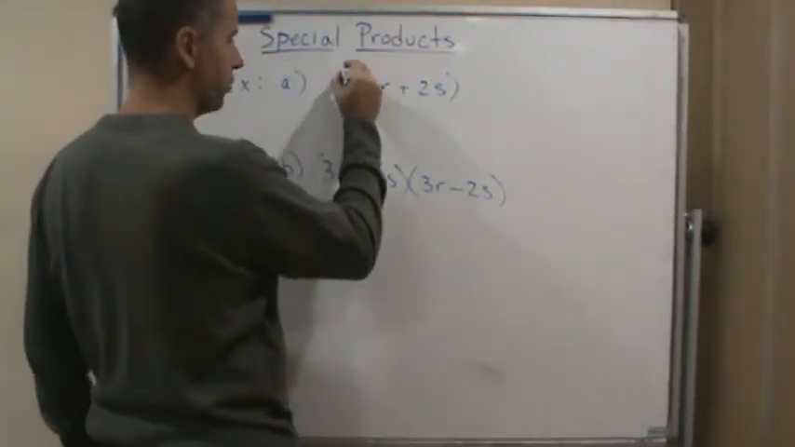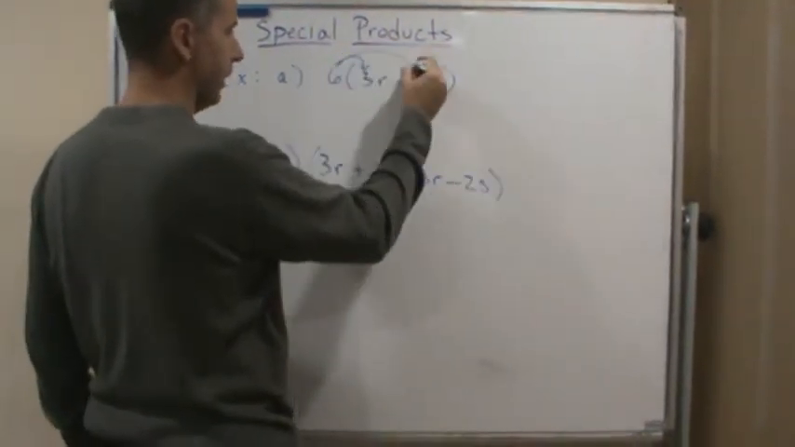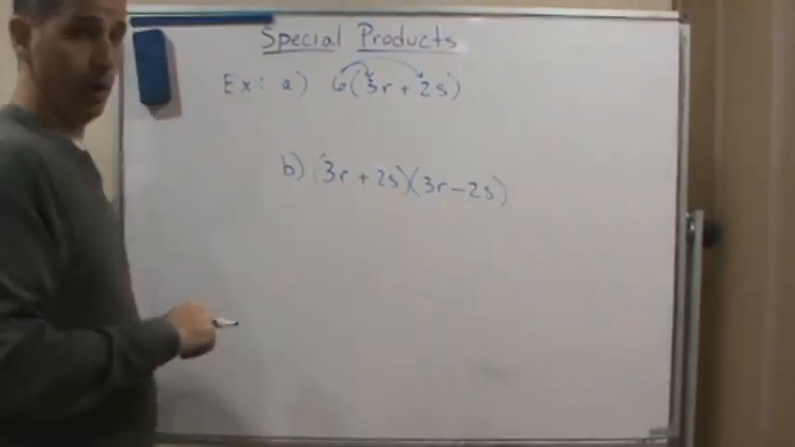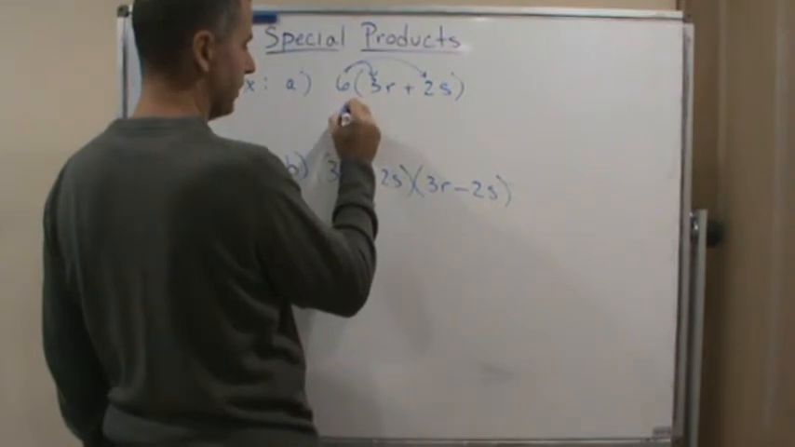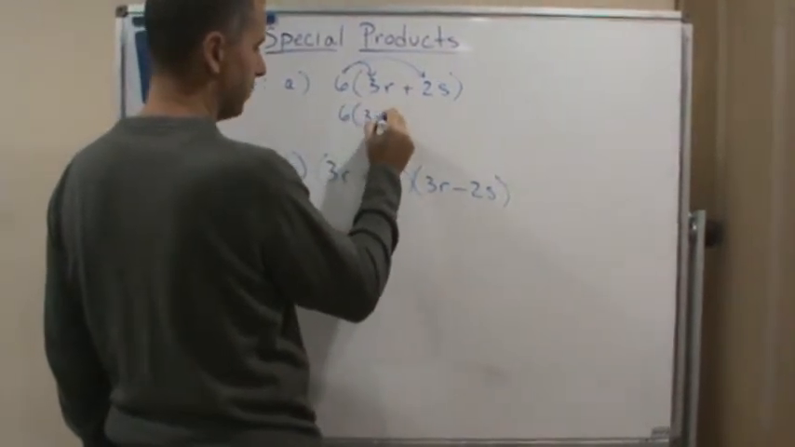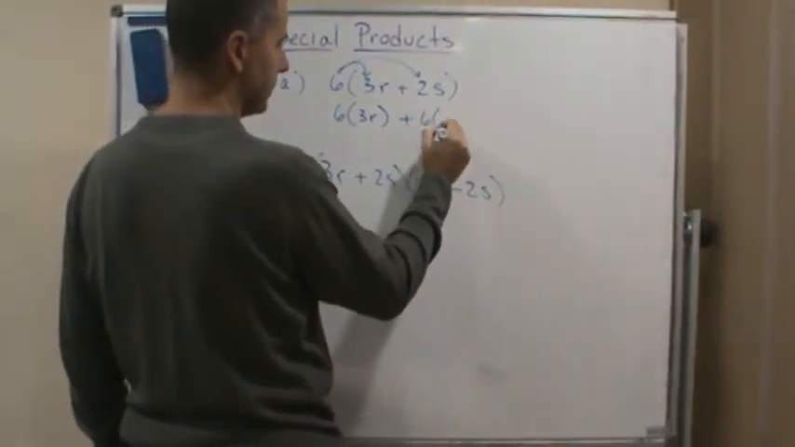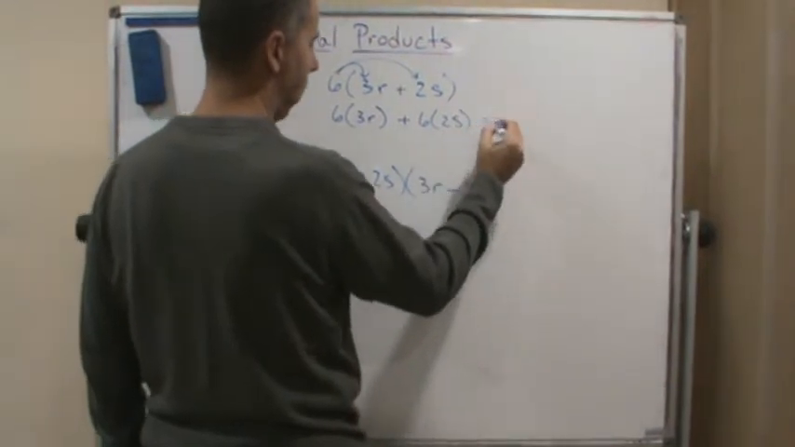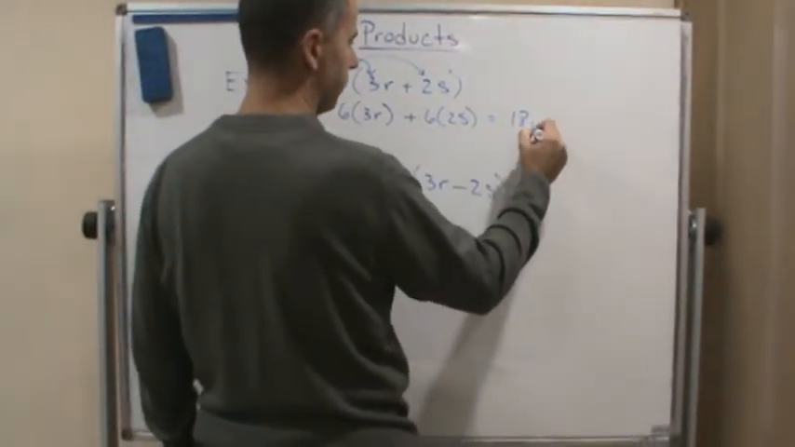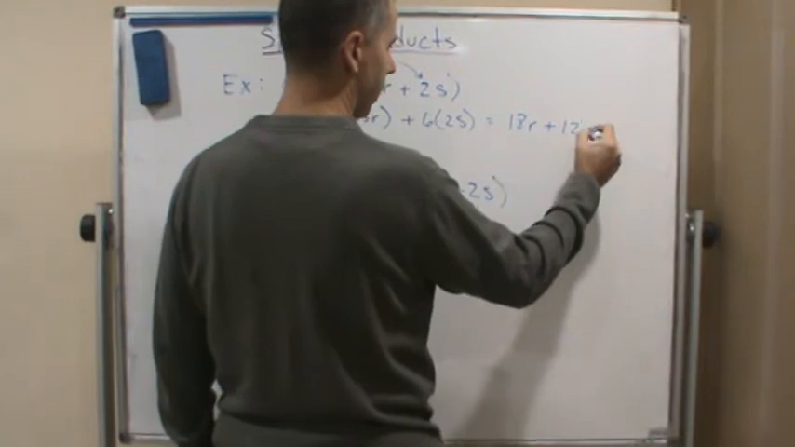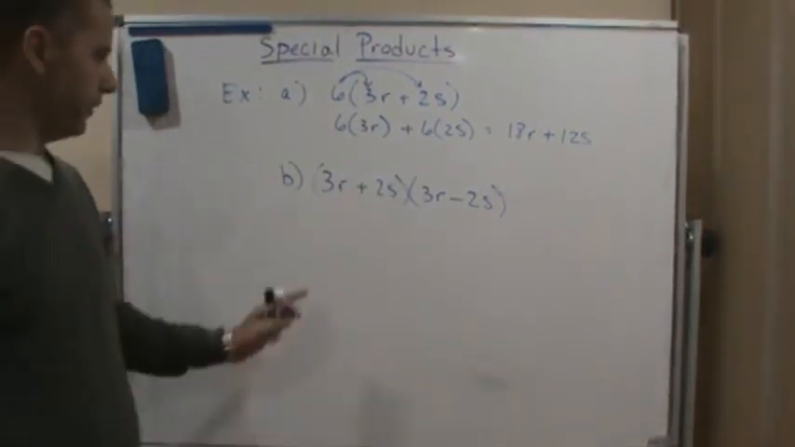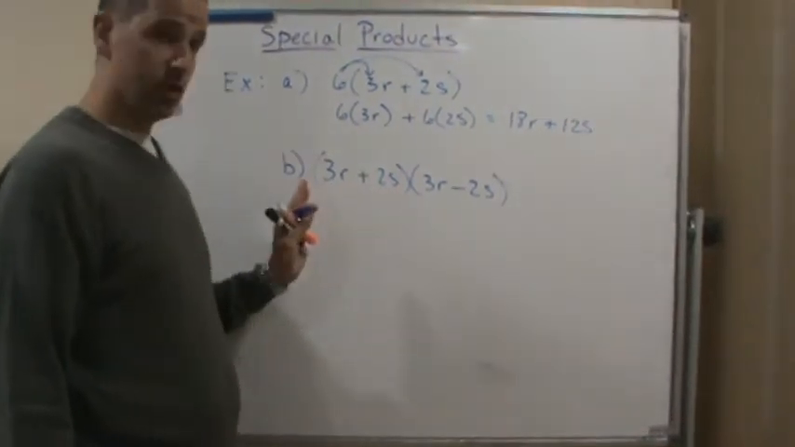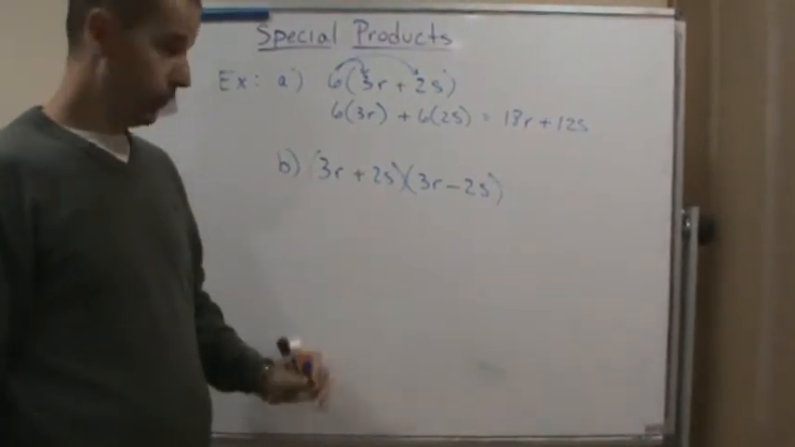So that means we're going to distribute the 6 to both, multiplying by the 3r and multiplying by the 2s. So this gives us 6 times 3r plus 6 times 2s, which gives us our final answer of 18r plus 12s, and we're done. Okay, now this one here, we're going to use the distributive property twice, okay?